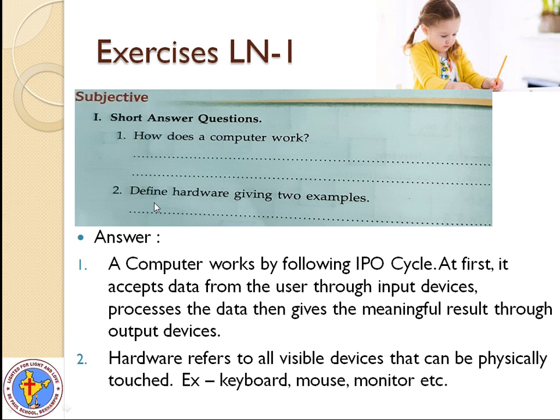Then the next question is: define hardware, giving two examples. So first you have to write what you mean by hardware, then any two examples you can give. So here is the answer. Hardware refers to all visible devices that can be physically touched, or else you can write, the computer parts which can be seen or touched are called hardware. Few examples: keyboard, mouse, monitor, CPU, all these are hardware parts.